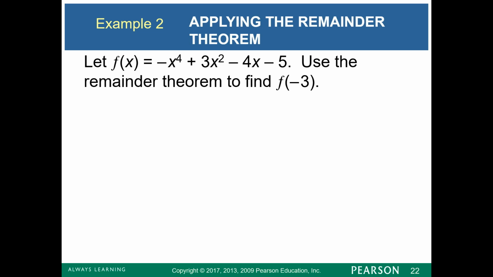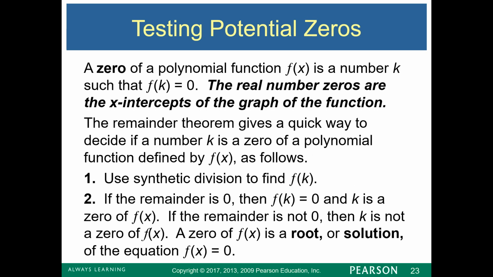You can do that. You just plug in x equal to negative 3, right? To get the value of f of negative 3. You can do that. Now, the zero of a polynomial function. A zero of a polynomial function f(x) is a number k such that f of k equals 0. So the real number zeros are the x-intercepts of the graph of the function. And a zero is also called a root or solution of the equation f(x) equals 0.